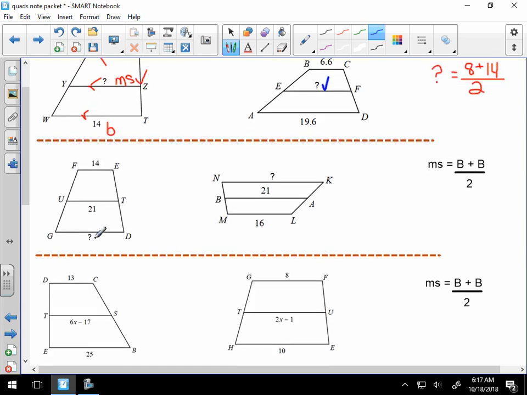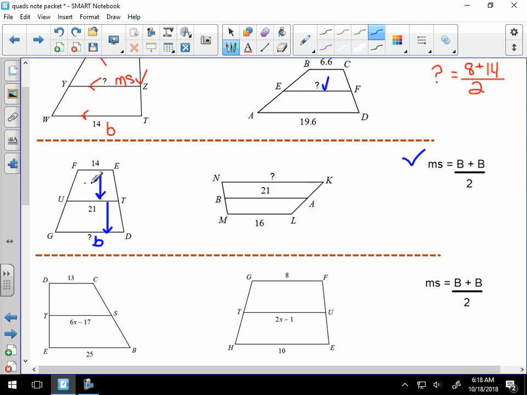Now, if you look at this one, we have an empty base. Okay, so this is going to take a little bit of effort on the equation. But now, let me show you a shortcut. This is going to be a tough process. But here's the shortcut, and I hope this makes sense. This mid-segment is going to be halfway between these two bases. Now let's make sense of this.